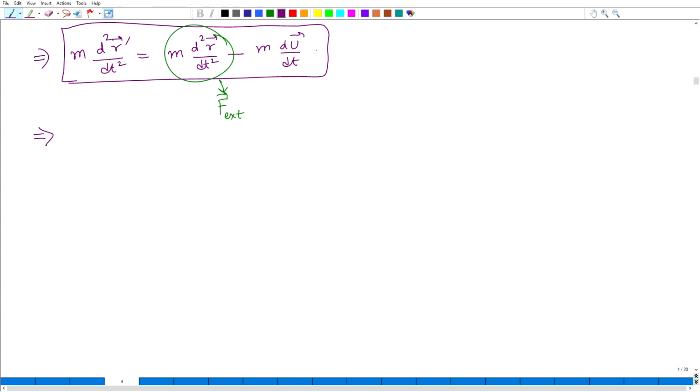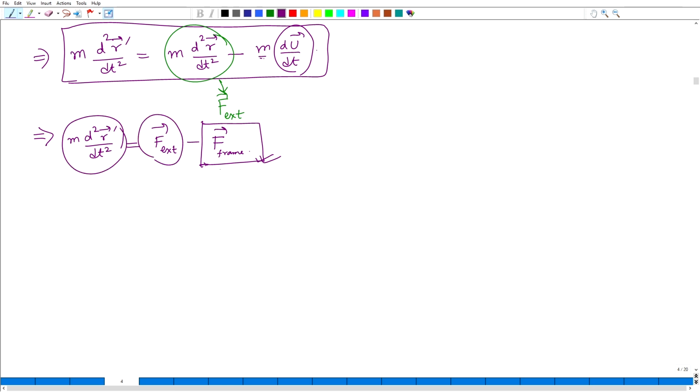Then what will be the expression for Newton's second law for the primed frame? For the primed frame you will have m d2r prime dt2 is equal to F external minus F of the frame. So, this is just the acceleration of the frame times the mass of the particle which we are thinking about. I just call this F of the frame. This is a term which comes as an extra, and this shows the disparity between this and this. If this one is 0, then your Newton's second law will simply be valid in the primed frame as well, because F external is equal.